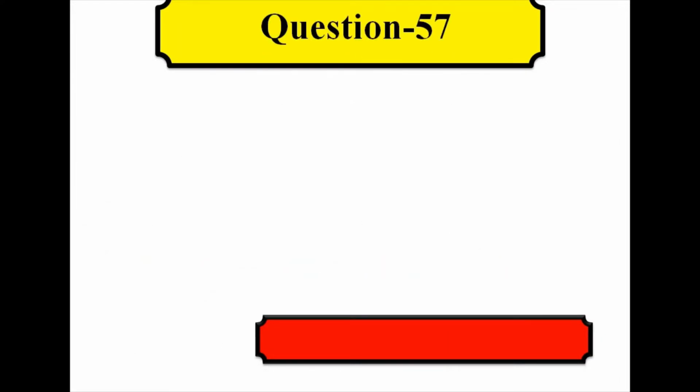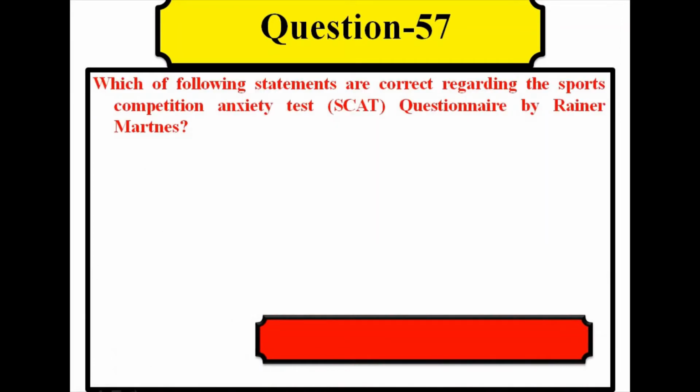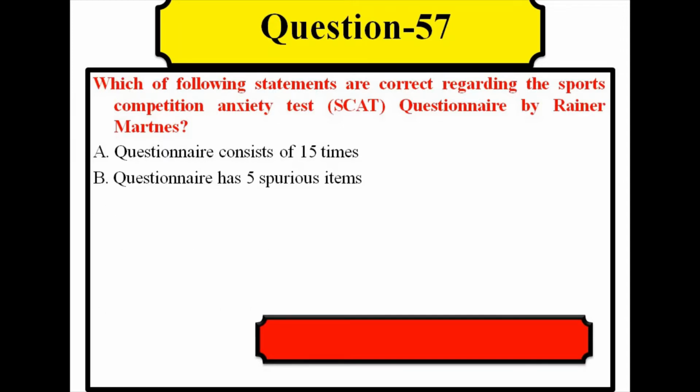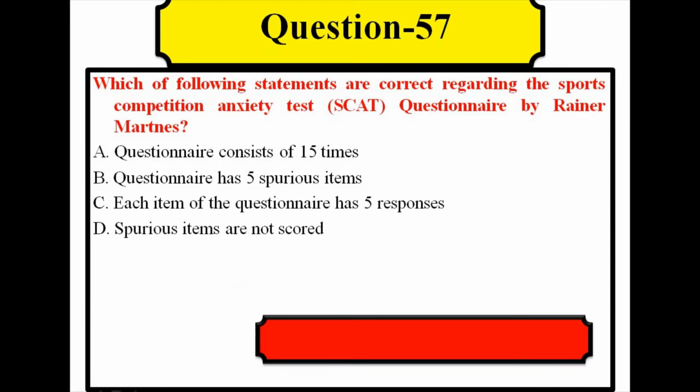Question 57. Which of the following statements are correct regarding the Sports Competition Anxiety Test, SCAT, questionnaire by Rainer Martens? A. Questionnaire consists of 15 items. B. Questionnaire has 5 spurious items. C. Each item of the questionnaire has 5 responses. D. Spurious items are not scored. Choose the correct answer from the options given below.